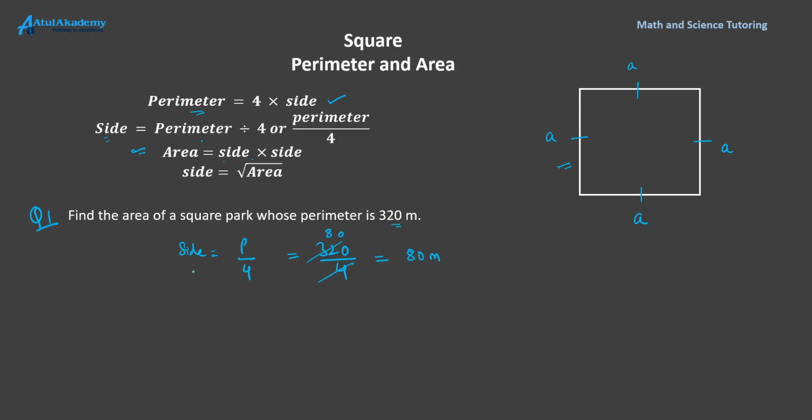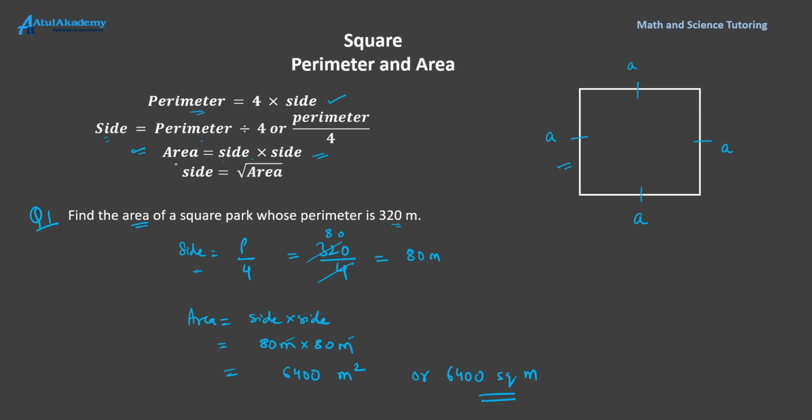Why am I taking out the side here? Because I have to calculate area. And area I know is what? Side into side. So area is side into side. Solve it. 80 meter into 80 meter. So what will it become? 6400, and there are 2 meters multiplying, so meter square, or you can write it as square meter. That's your answer. I hope this is clear. Let's move to the next question.